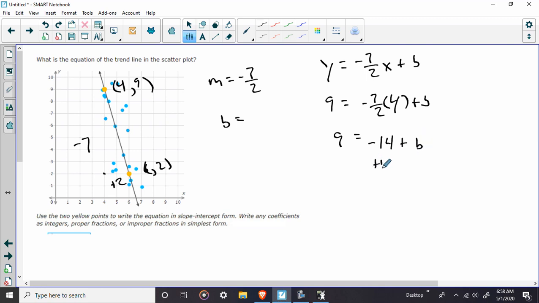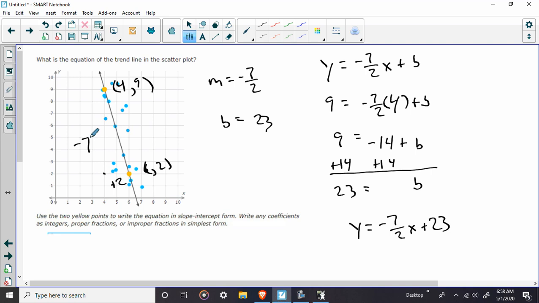Okay, I'm going to add 14 to both sides. And again, 9 plus 14 is going to be 23. Last step is just kind of put it all together, guys. y is equal to negative 7 halves x plus 23.